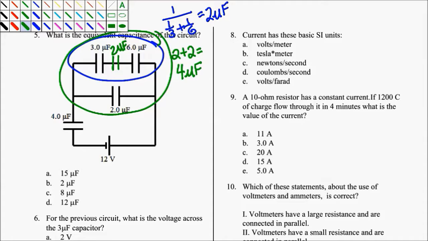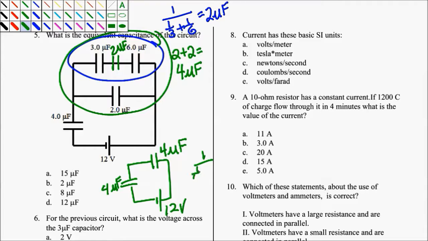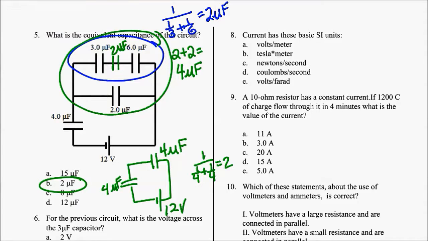And then I'm left with a battery, a 4 microfarad capacitor, and another 4 microfarad capacitor. And the equivalent of that is going to be 1 over 4 plus 1 over 4. That's 1 over a half, which is equal to 2 microfarads. So B is the right answer for that one.